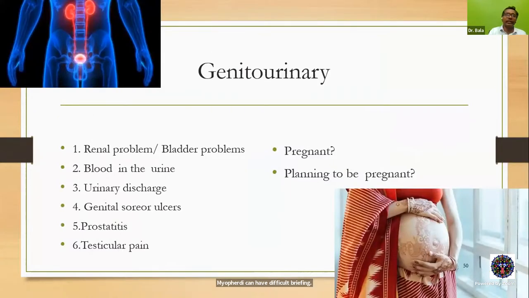The genitourinary system is very important because there could be renal problems or bladder problems associated with the patient. Blood in the urine or urinary discharge, genital sores or ulcers, Reiter's are very important. Prostatitis, there could be tuberculosis associated with prostatitis, testicular pain, epididymitis are all relevant when we evaluate the ocular condition. In fact, Dr. Amod sir will recollect that in his first documentation, they identified tubercular bacilli from the epididymis, to prove that the same patient had improvement of the epididymitis as well as the ocular involvement of tuberculosis with the ATT. So correlating the history is very important to prove the disease entity so that we go in a particular direction.